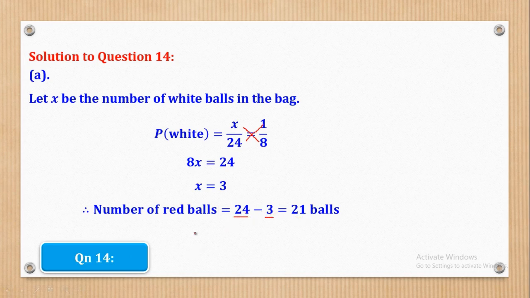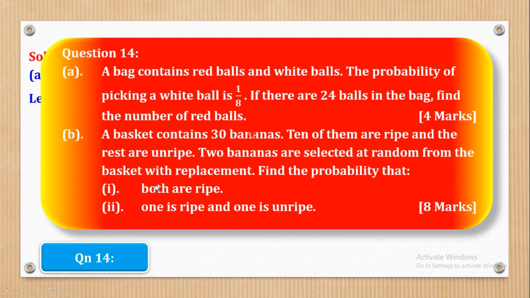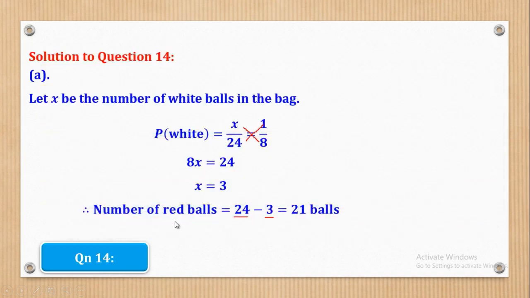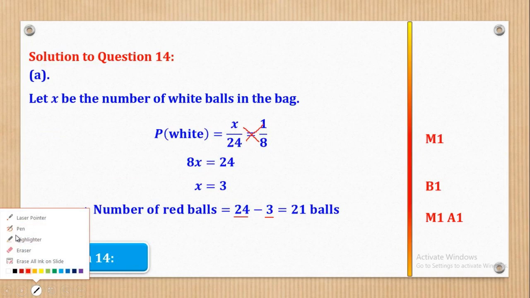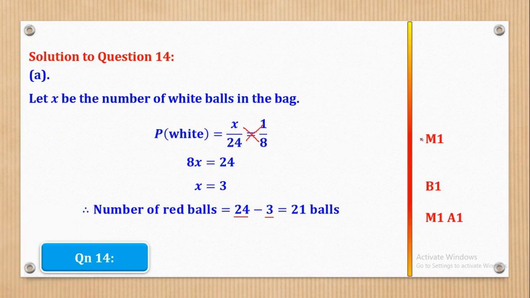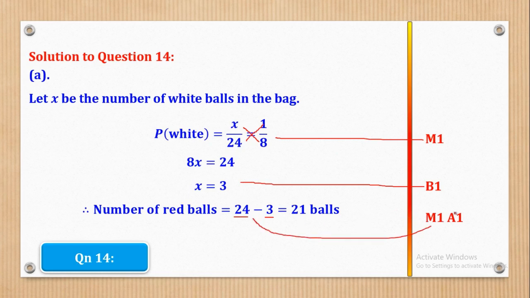I think that's what question part A asks for. They ask for the number of red balls. Therefore now we can see how marking is done. So the first mark is for you to equate the two probabilities, and the second mark is to get the value of x. The third mark will be subtraction, and lastly this mark will be on the output, which is 21 balls.